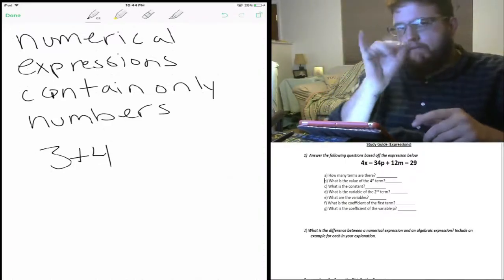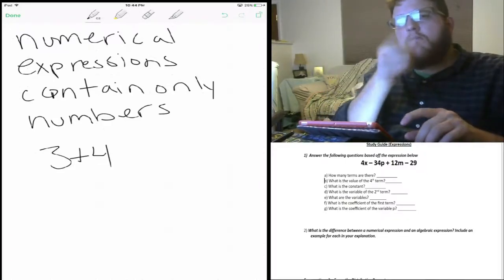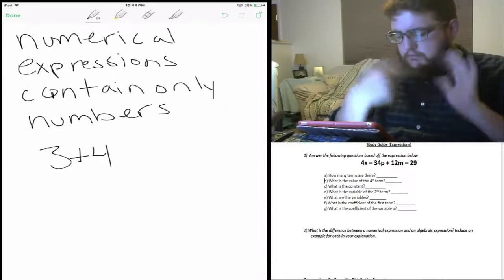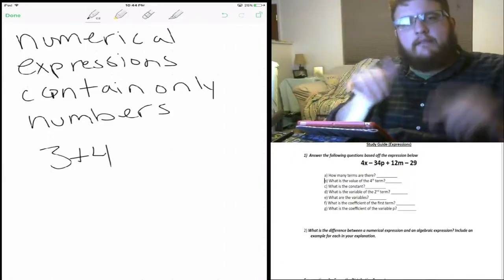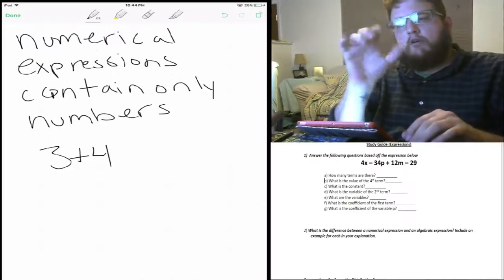So there aren't any variables, there aren't any letters involved in a numerical expression. There are only numbers. Again, our example is 3 plus 4.